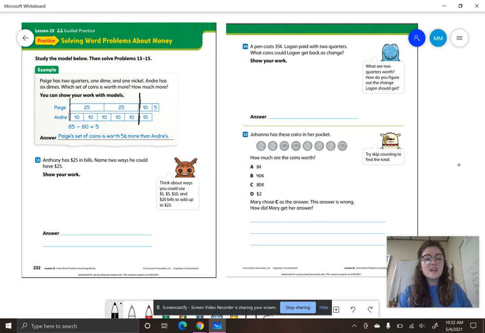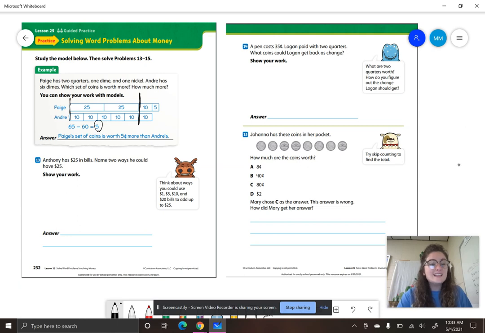So Paige had 50 cents plus 10 cents, so 60, plus 5. So how much more did Paige have than Andre? We took Paige's whole and took away Andre's to find the difference of 5 cents. So, Smarties, there are so many reasons why we have to read word problems over and over again, because we might accidentally miss a step. So, let's go on to 13 and make sure that we read those directions closely.